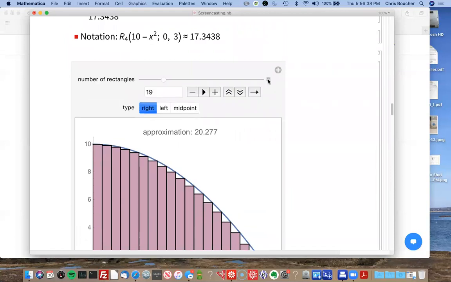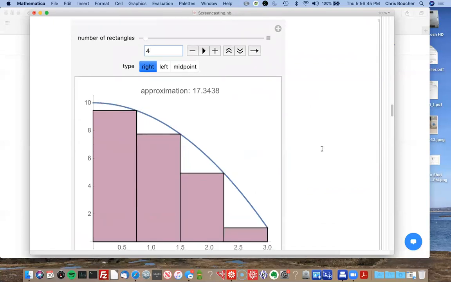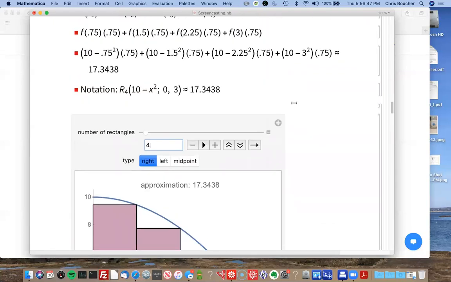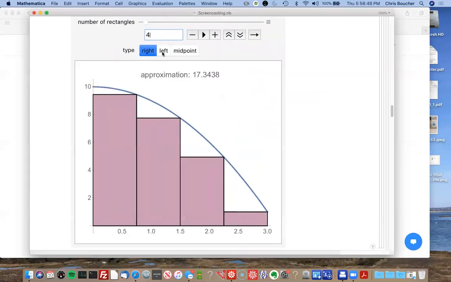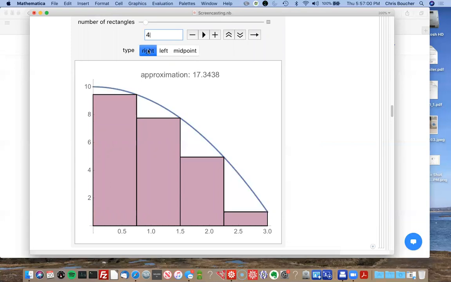Notice what we've just computed. Let's reset our number of rectangles in this gadget to 4. And look at the left. So there's the right approximation. That's what we did up here where we got 17.3. When we do the left approximation, notice that now it's the left approximation that's too big. And you can see that on the picture, right? The rectangles are too big with the left approximation and too small with the right approximation.